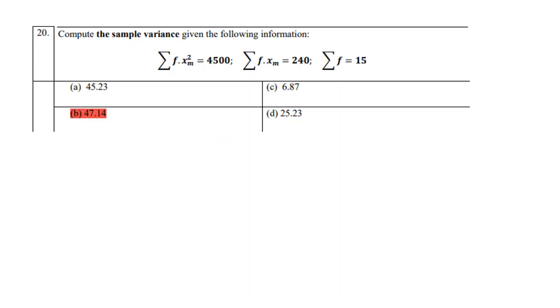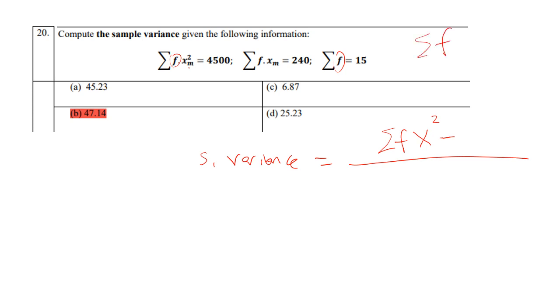Sample variance given the following information. So the sample variance formula is what? The sample variance formula with the frequencies here. This is the frequency for each value. Now this will be f times x squared, minus, okay, n is the sum of the frequencies. This is 15, so n is 15.